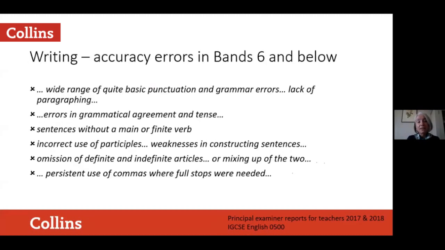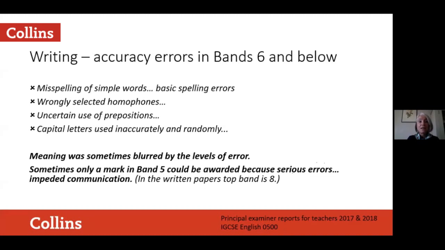These are some of the errors that examiners found: basic punctuation and grammar errors, sentences without a verb, incorrect use of participles, omission of definite and indefinite articles, persistent use of commas, misspelling of basic words, wrongly selected homophones, uncertain use of prepositions. So look at that final remark by the examiner. Sometimes a band 5, and in a written exam, a top mark is a band 8. Sometimes only a band 5 could be awarded because silly errors were serious because they impeded communication.